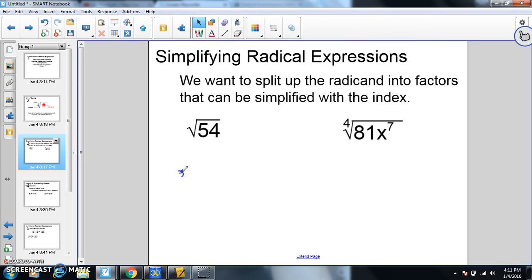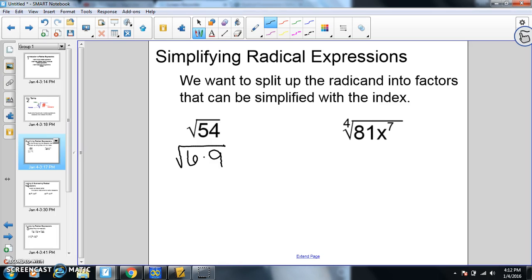So let's first talk about simplifying radical expressions. We want to split up our radicand, or that number on the inside, into factors that can be simplified with the index. So first, our index in number 1 is 2, because it is our square root. And our radicand is 54. So we're going to find the factors of 54. So when I think of 54, I think of 6 times 9. So I'm going to write the square root of 6 times 9.